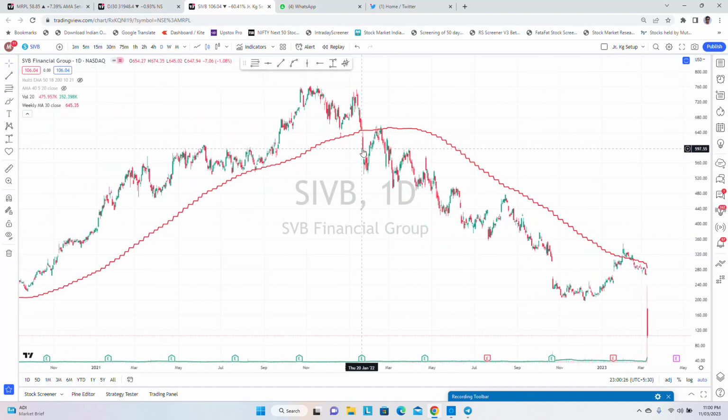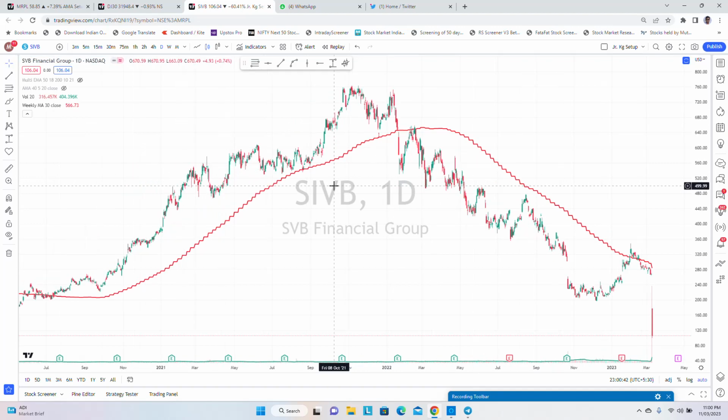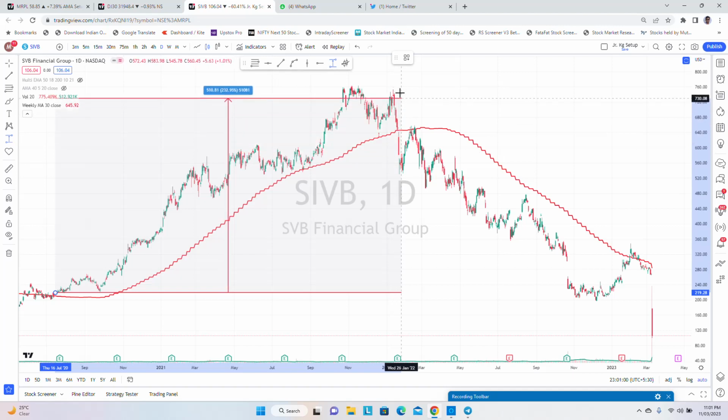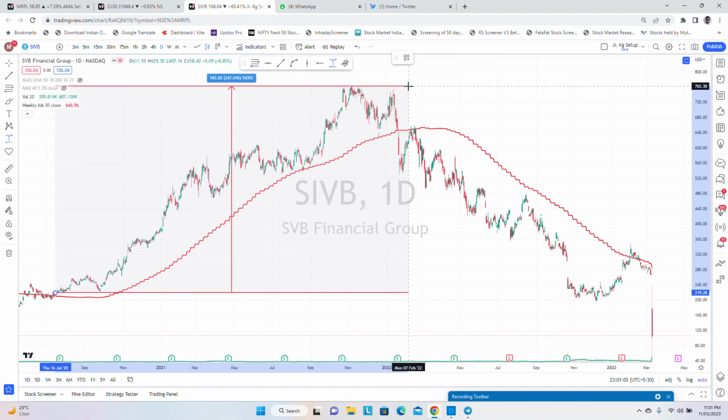So ideally this is the day, Jan 2022, which is almost 1 year before, was the time wherein one should have exited. For example, somebody entered here with this principle, and even if he's just following the 30-week moving average blindly, he can exit at 166% returns. Ideally the stock went up to here, which is like 250% returns.